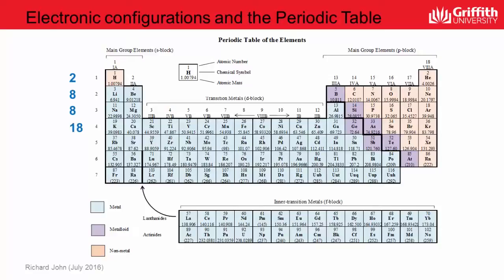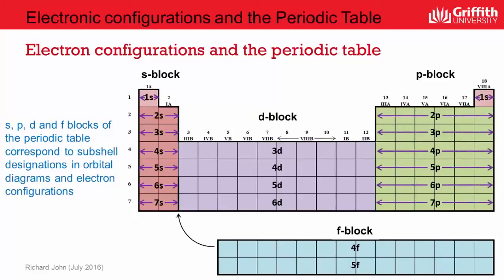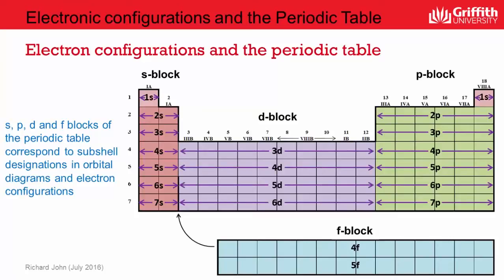in period 4. And so what it seems is that the S, P, D and F blocks of the periodic table correspond to subshell designations in the orbital diagrams and electron configurations. And we can even break up these blocks into sub-blocks, if you like. So the 1s subblock, the 2s, 3s, 4s, 5s, 6s, 7s, etc. And then 2p, 3p, 4p, 5p, 6p, etc. on the right-hand side of the periodic table. And then in the middle of the periodic table, 3d, 4d, 5d, 6d, and then finally down the bottom 4f and 5f.